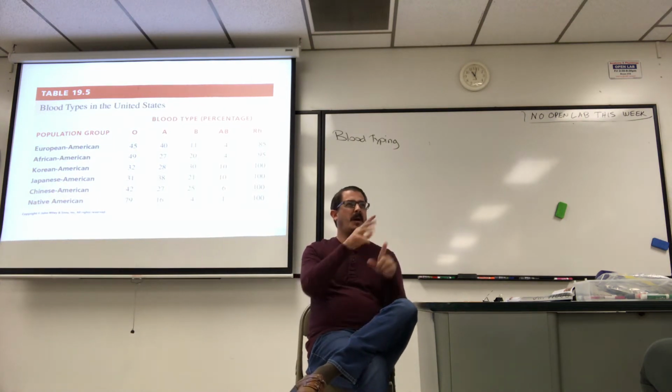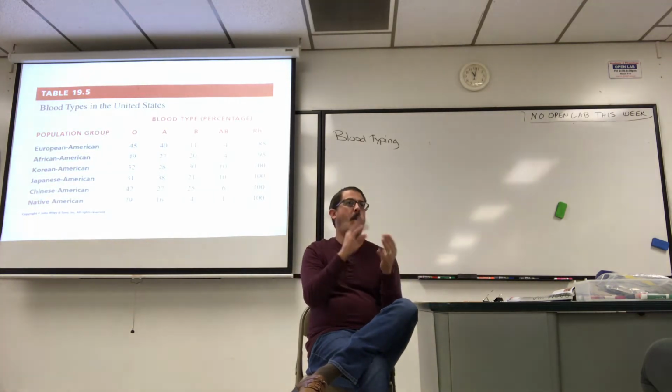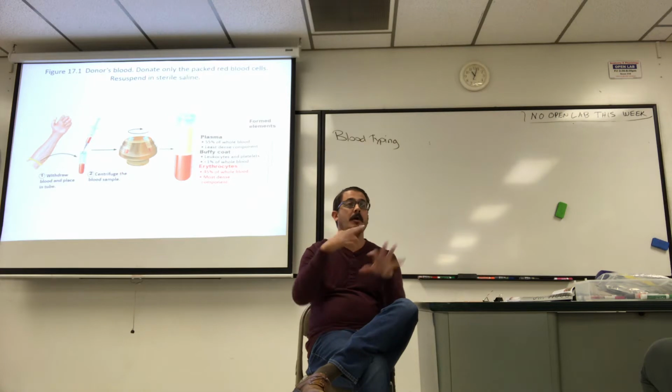You don't have to know the numbers. You just know that some types are rare. We're going to go through all the blood types here. I think what's important for you to understand in biology class is how cross reactions occur.